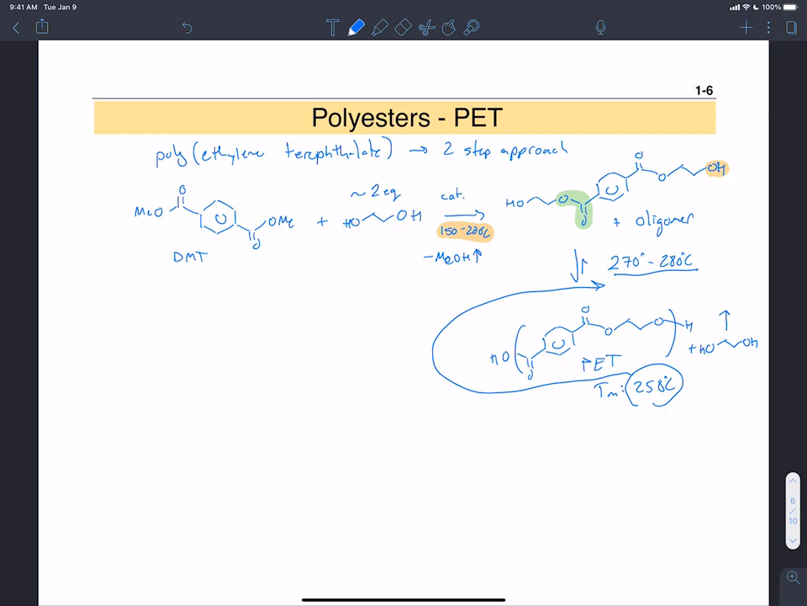So PET is known by really a number of different names. You can see it as like Mylar, Dacron, Terylene. So there's a number of trade names associated with it. Really, the advantage of doing this two-step process is that you never at any point in time need a stoichiometric ratio. Everything is driven by equilibrium-based reactions where you can just push it to completion irrespective of the stoichiometry.